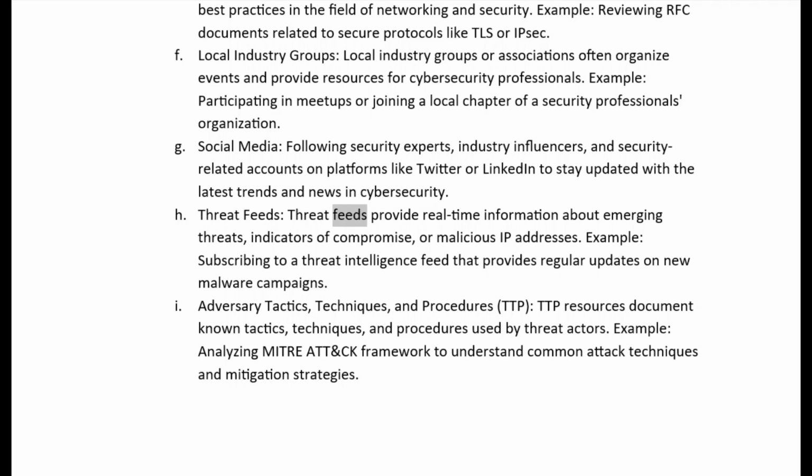Threat feeds provide real-time information about emerging threats, indicators of compromise, or malicious IP addresses. Example, subscribing to a threat intelligence feed that provides regular updates on new malware campaigns. Adversary tactics, techniques, and procedures. TTP resources document known tactics, techniques, and procedures used by threat actors. Example, analyzing the MITRE ATT&CK framework to understand common attack techniques and mitigation strategies.